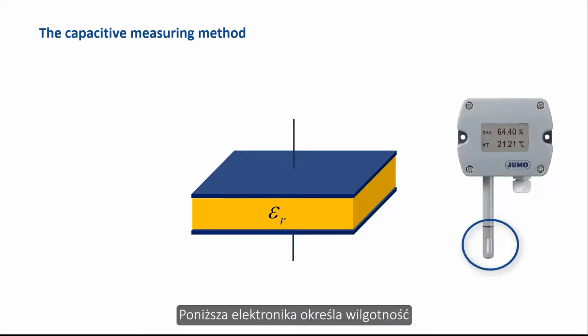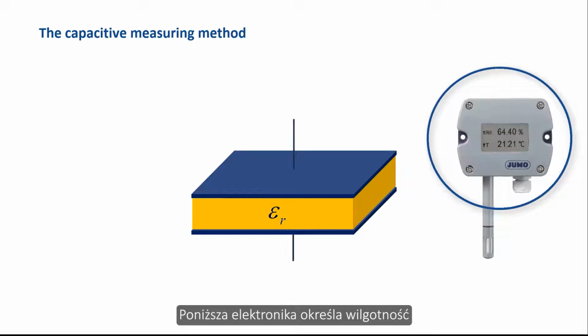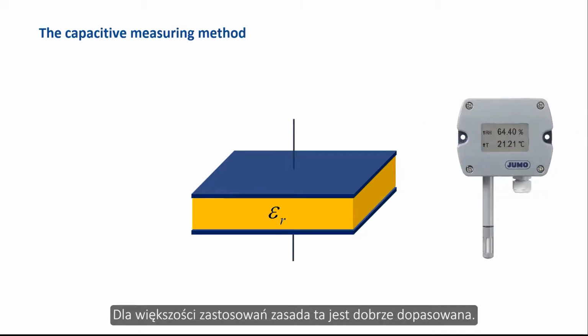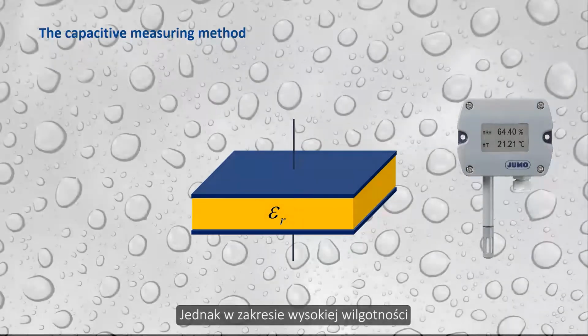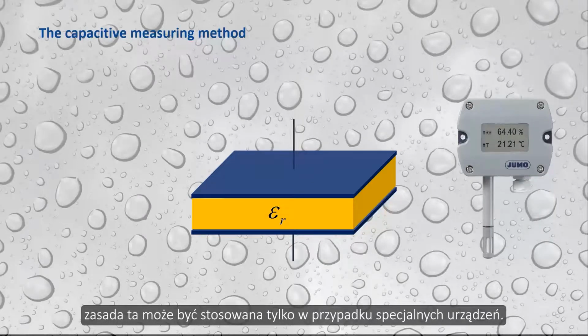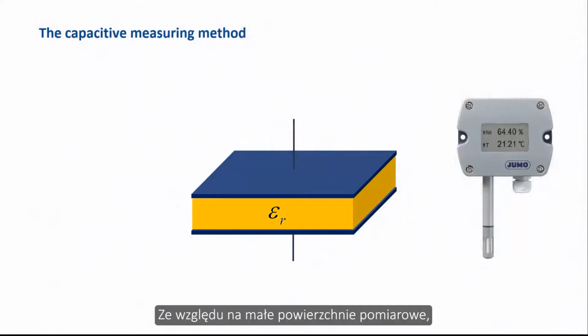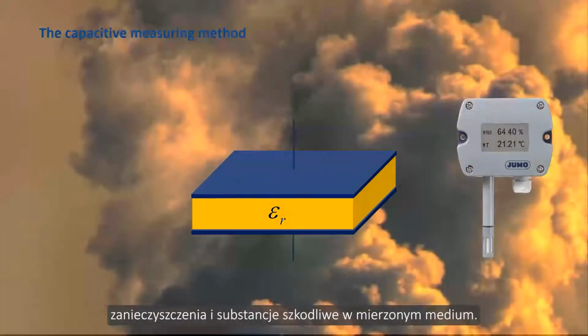The following electronics determines the humidity from the measured capacitance. For most applications, the principle is well suited. In the high humidity range, however, the principle can only be used with special devices. Due to low measuring surfaces, the system reacts sensitively to contamination and pollutants in the measured medium.